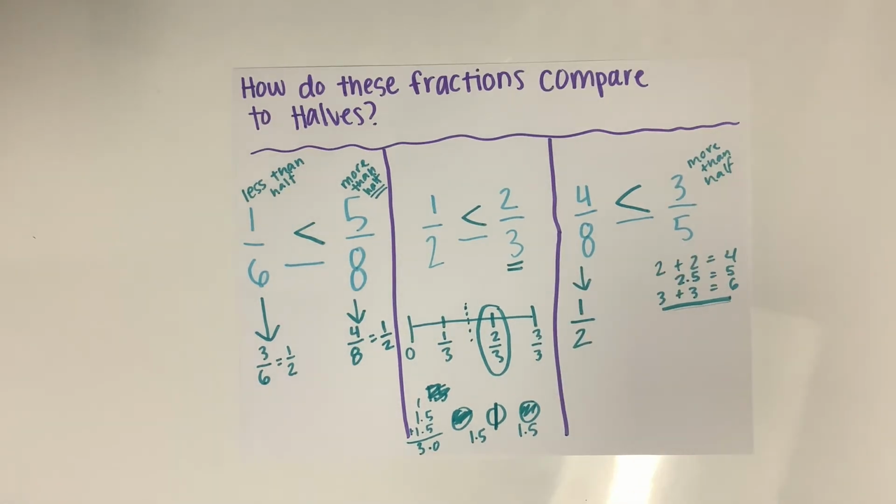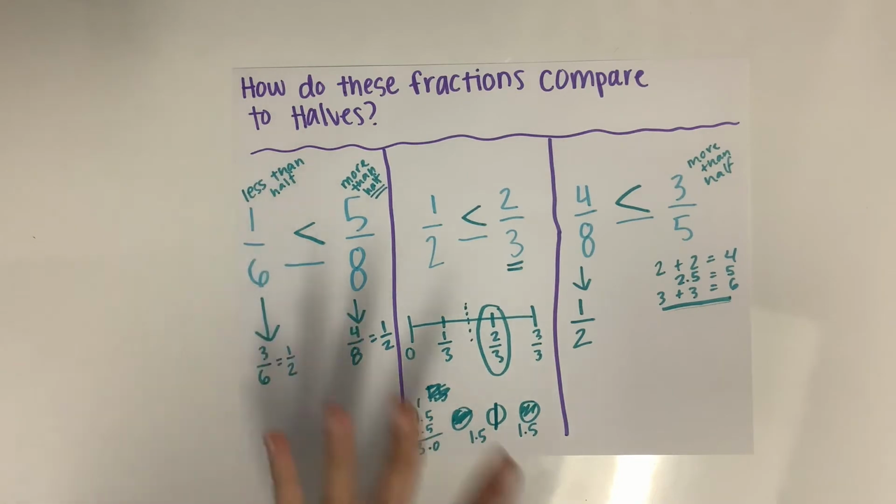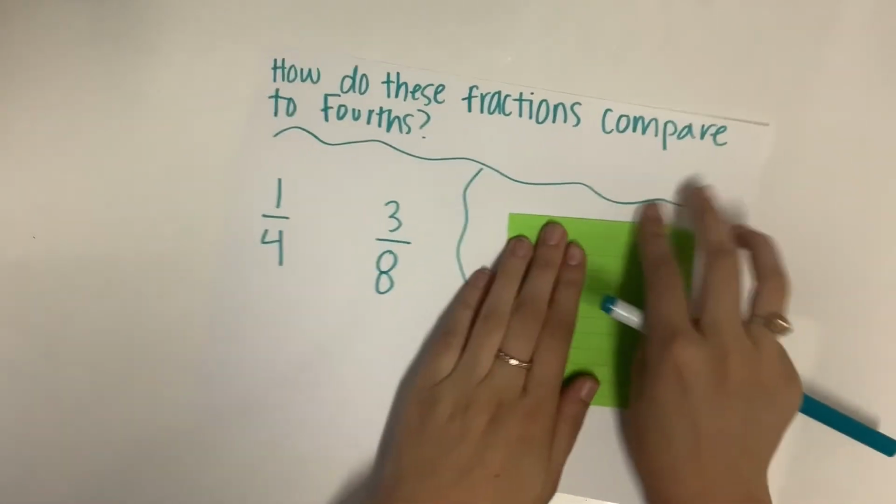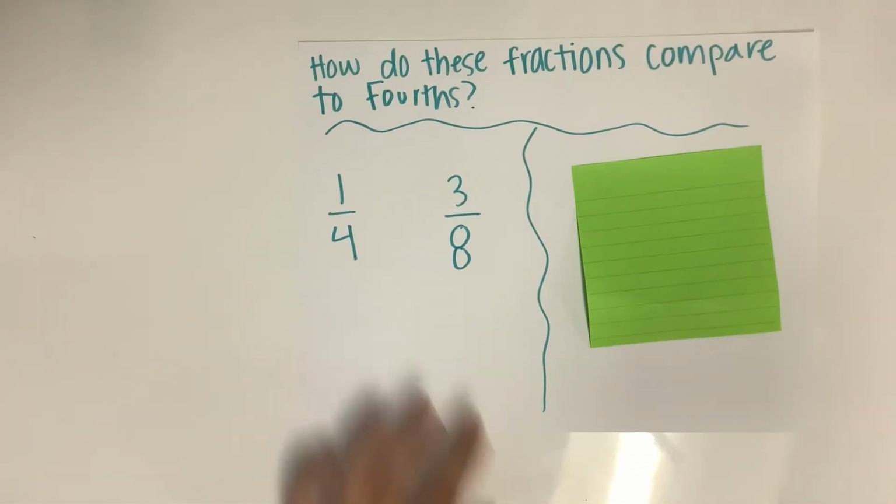Okay, so what happens when both numbers are less than half, or both numbers are greater than a half? Well, now we need to ask ourselves, how do these fractions compare to fourths? So look at this example with me.